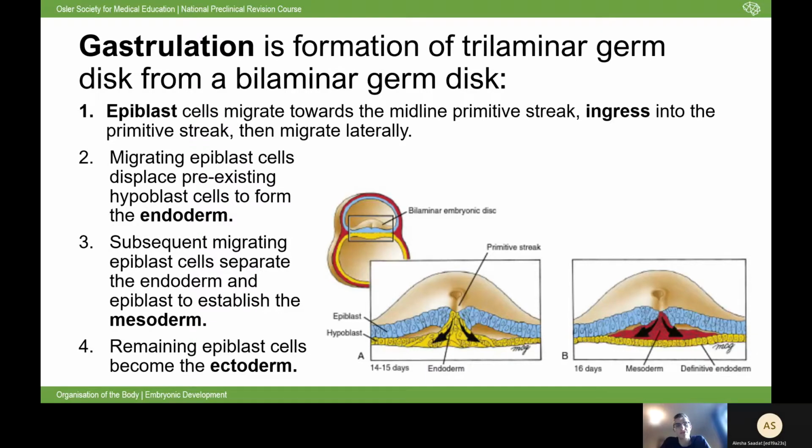So these primitive streak cells invaginate into the epiblast. They dive through the epiblast, and they enter the hypoblast beneath. First of all, the migrating epiblast cells displace hypoblast cells, and they form the endoderm. A subsequent wave of these migrating cells form a new sandwich layer in between the two layers, and that is the mesoderm. And then the remaining cells of the epiblast post-gastrulation become the ectoderm.